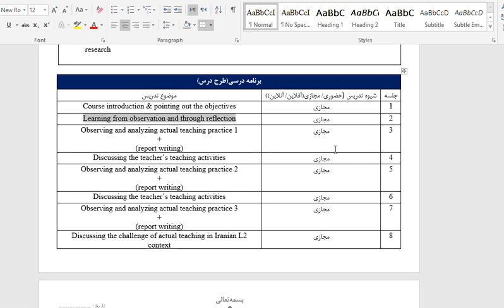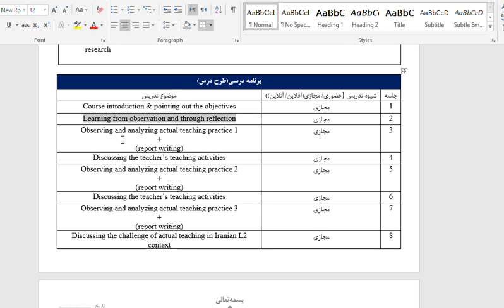Okay, in this third session, we observe and analyze actual teaching practices. Then you write a report on your observation and what you have analyzed. So, for example, you observe. I try to show you how to do that.